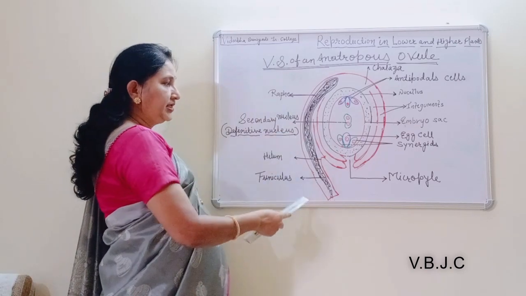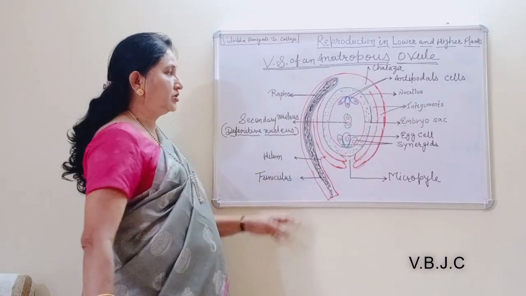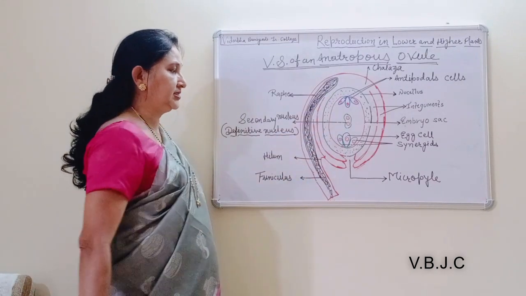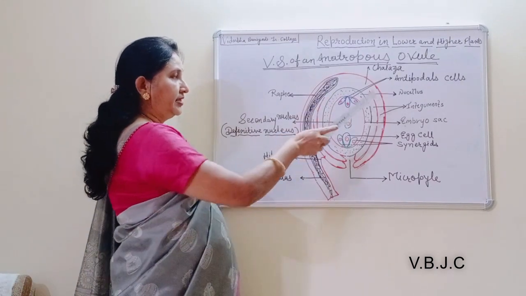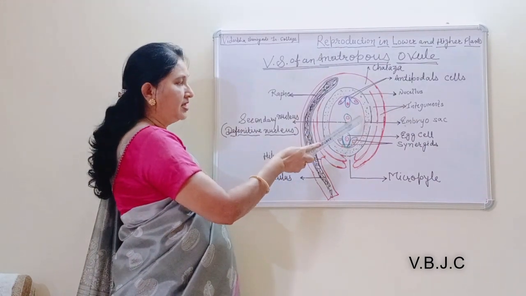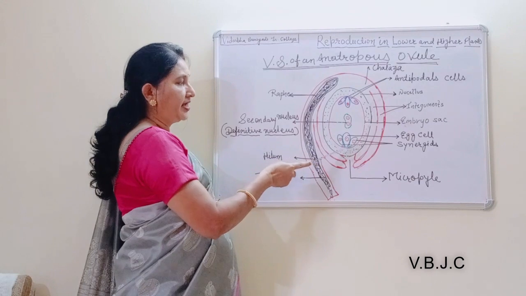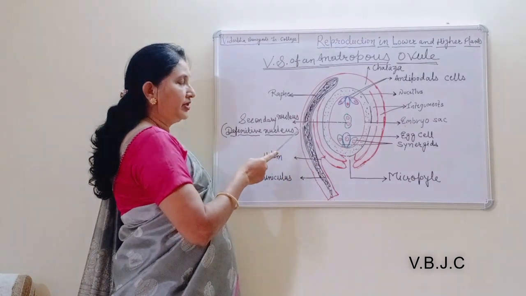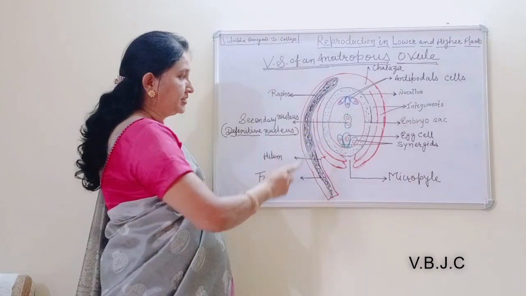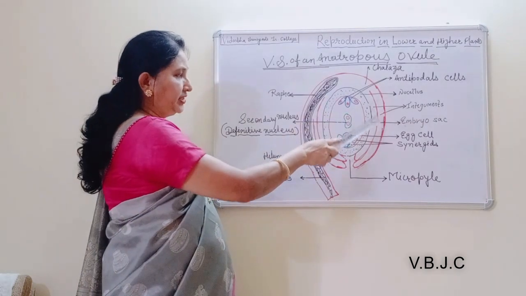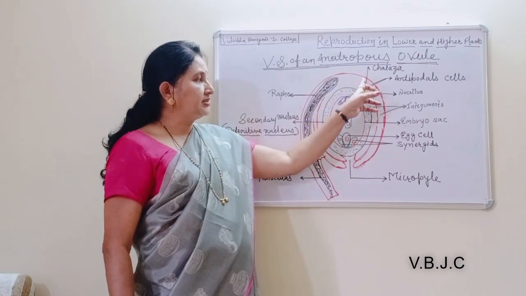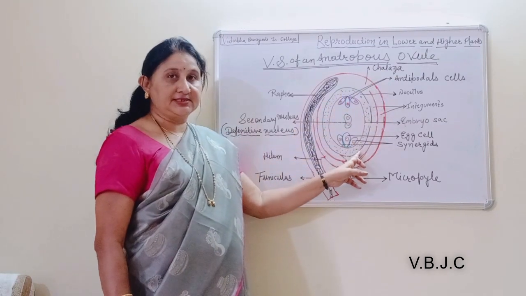So this is about the funiculus. Then about the body of the ovule. The body of the ovule consists of the nucellus, the integuments, and the embryo sac, which is also present here. Inside the embryo sac, the egg apparatus is there, the secondary nucleus is there, and the antipodals are also present here. In this anatropous ovule, from the chalazal end the integuments arise.